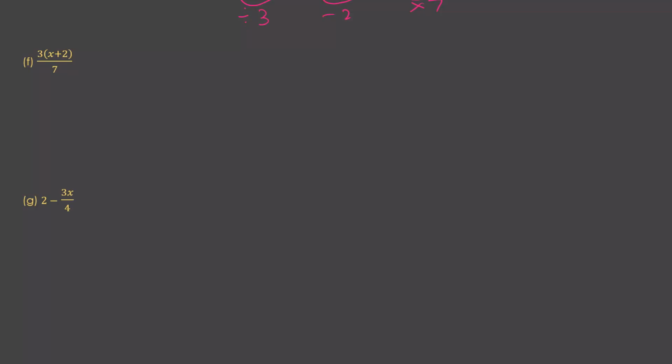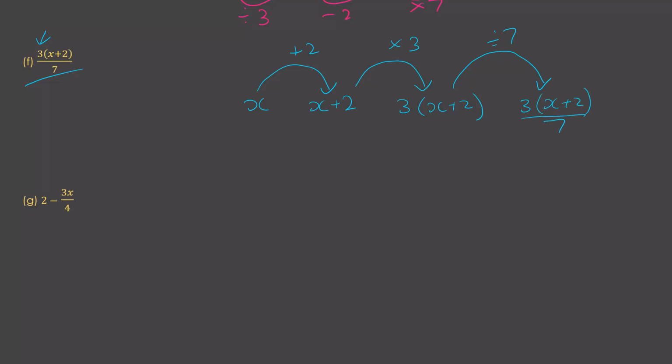For the following one, this one here, we're going to start with x. We're going to add 2, giving us x plus 2. All of that is multiplied by 3. To show that it's all multiplied by 3, we introduce the bracket. And then finally, we're going to divide that by 7, giving 3(x plus 2) divided by 7. Now we're going to go back the other way. So we multiply by 7, divide by 3, and subtract 2.